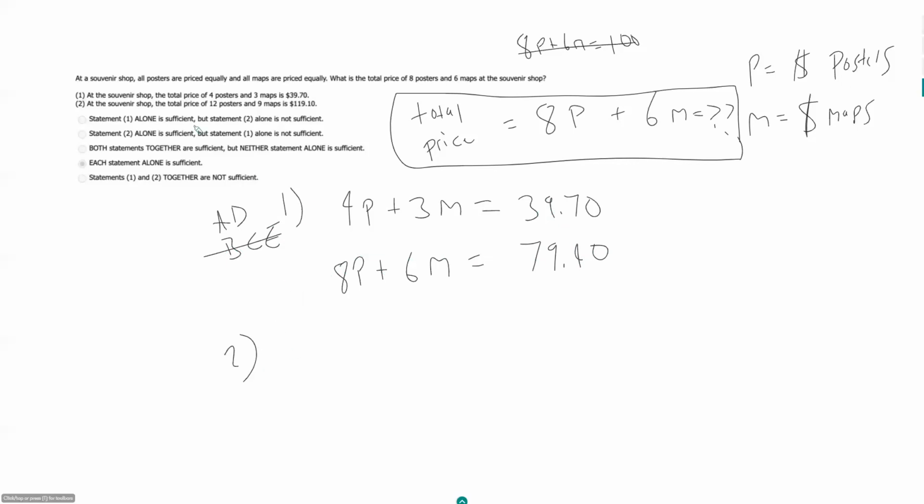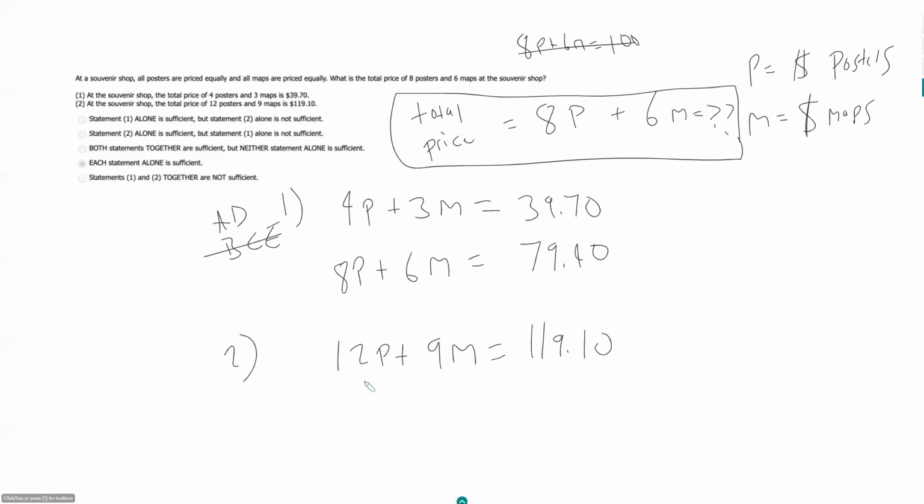2. The total price of 12 posters and 9 maps is $119.10. Well, that means 12p plus 9m is equal to 119.1. So from here, can I get to 8 posters, 8p plus 6m?